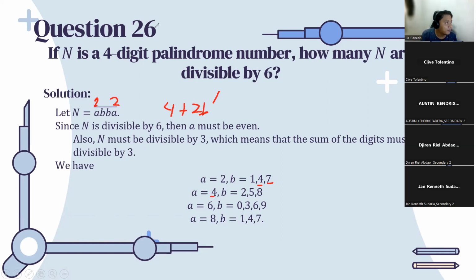So counting the number of values here, we have 3, 6, 9, 13. So number 26 is 30.